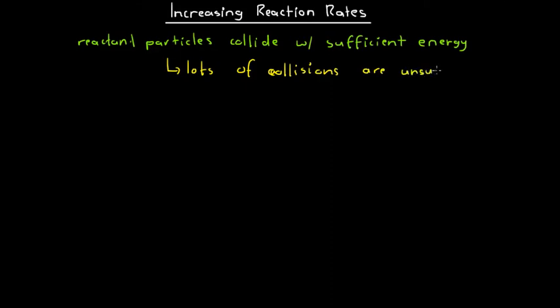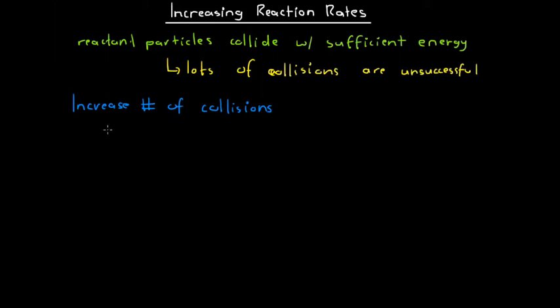And so that gives us two ways we can increase the rate of a reaction. The first way is that we can increase the number of collisions between our reactant particles. If we increase the number of collisions between our reactant particles, then we're going to get more successful reactions and thus a faster reaction rate.